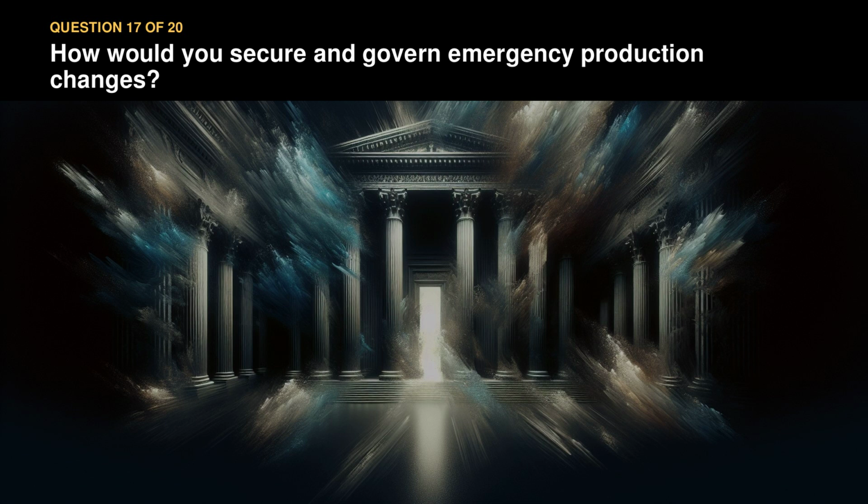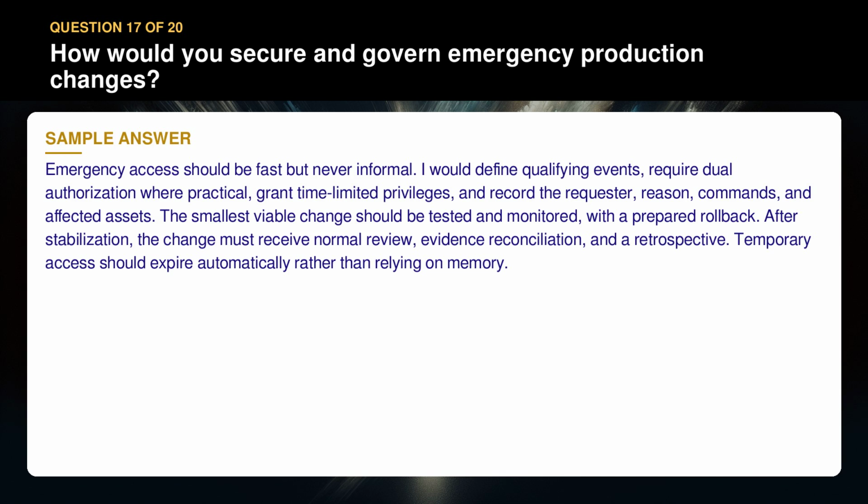Question 17. How would you secure and govern emergency production changes? Emergency access should be fast but never informal. I would define qualifying events, require dual authorization where practical, grant time-limited privileges, and record the requester, reason, commands, and affected assets. The smallest viable change should be tested and monitored, with a prepared rollback. After stabilization, the change must receive normal review, evidence reconciliation, and a retrospective. Temporary access should expire automatically rather than relying on memory.